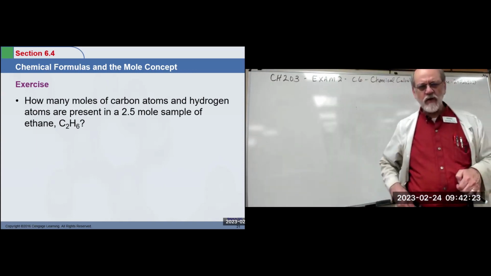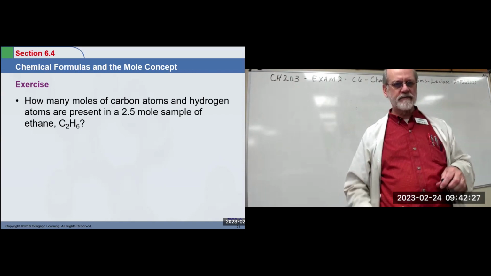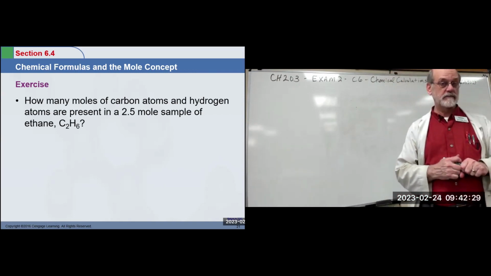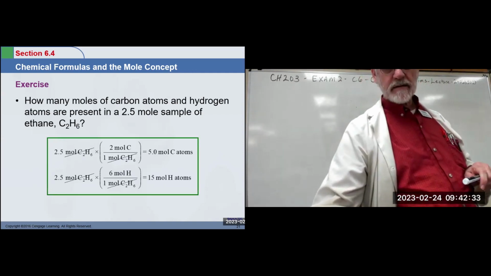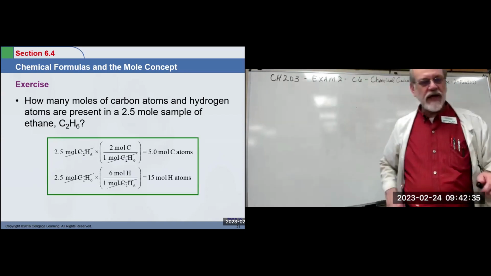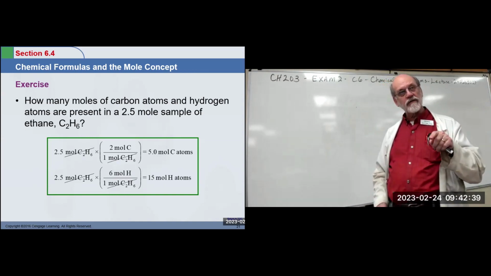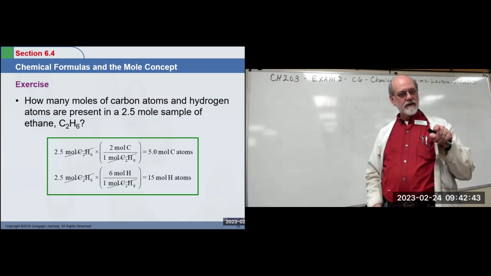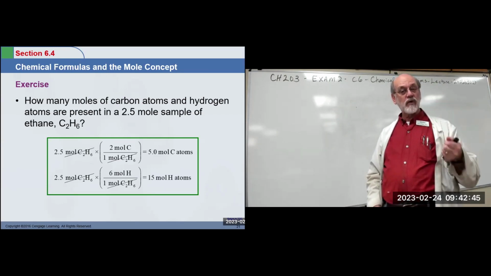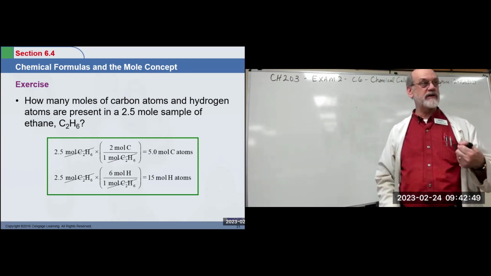Let's see, how many moles of carbon atoms and hydrogen atoms are present in a 2.5 mole sample of ethane? Well, let's see, is it animated? Yeah. 2.5 moles of that formula unit says that for every 1 mole of ethane, you have 2 moles of carbon. So we actually have 5 moles of carbon atoms, and we have 15 moles of hydrogen atoms.